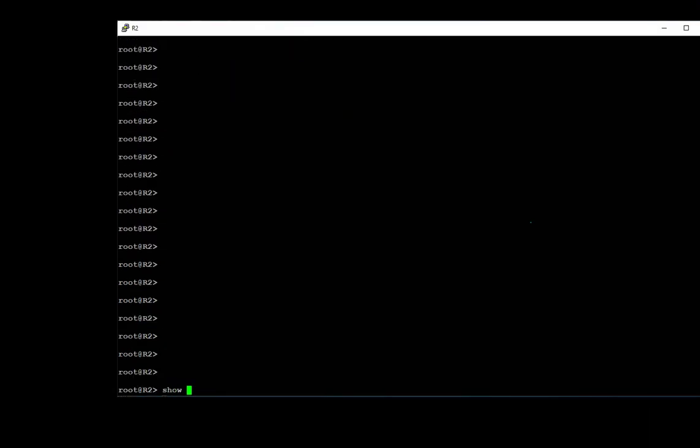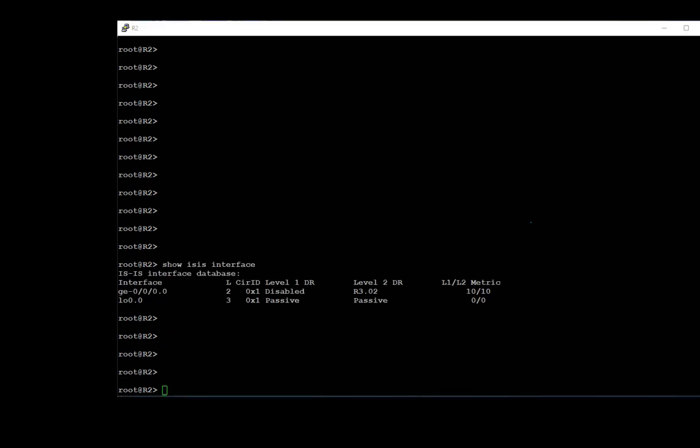Let's take a look at the verification process. First of all, we're going to take a look at the IS-IS interfaces, and we see that on R2 we have only one interface that is enabled for IS-IS. We see that level 2 is up and level 1 is disabled. We see that the level 2 neighbor is there, and the metric.